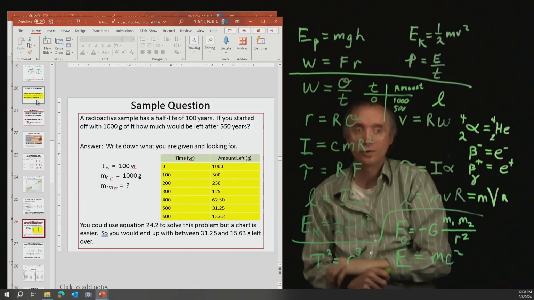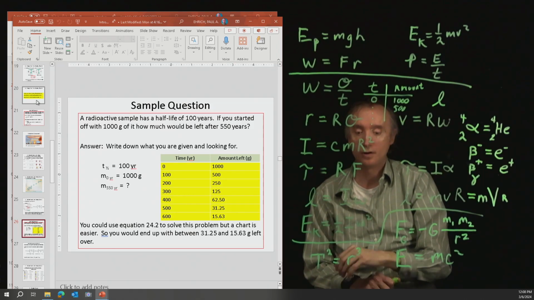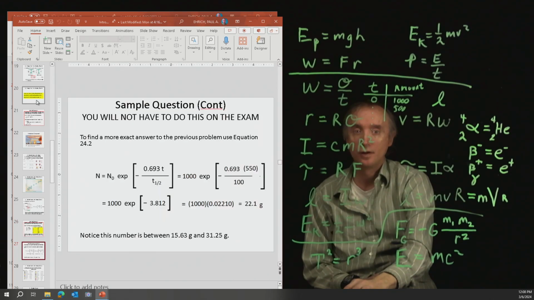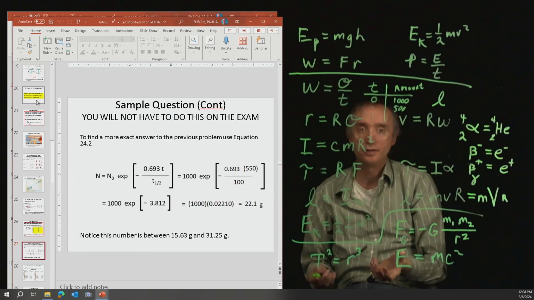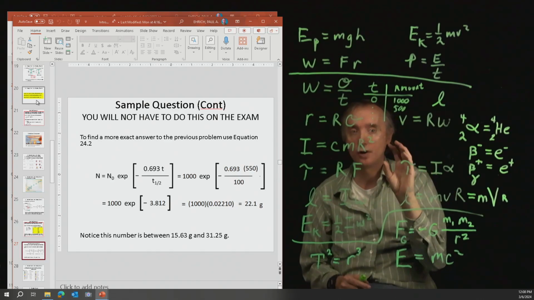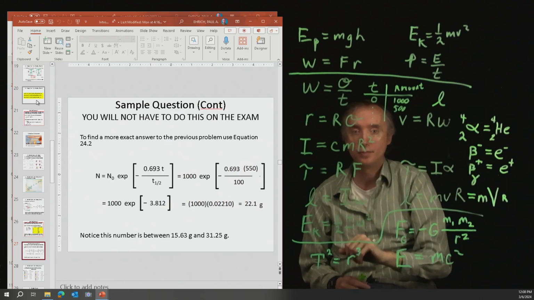That kind of question could definitely be on the exam. But on this slide here, I actually calculated it using that formula, so don't worry about that. It's not going to be on the exam.